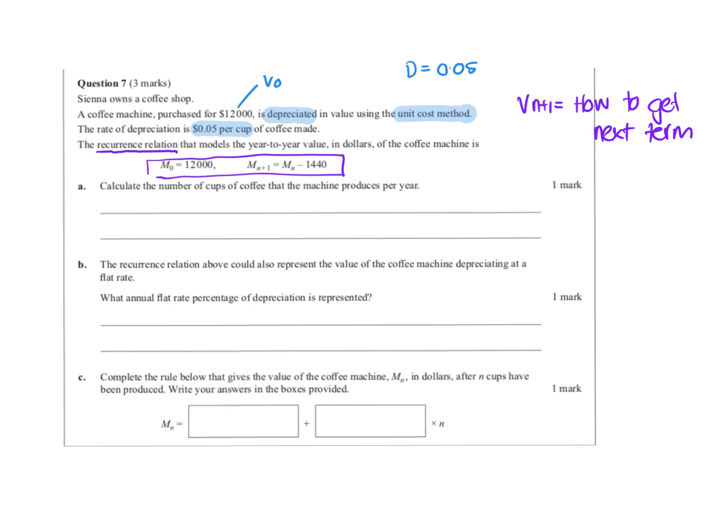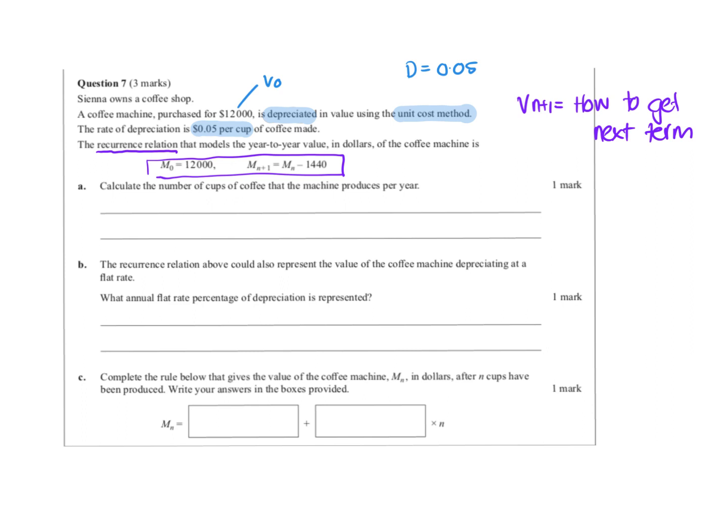So I can see the rule here. If I was to get the value of this coffee machine in the next year, say in the year 1, I would take what it was in the beginning, which was 12,000, and I'd minus 1,440.